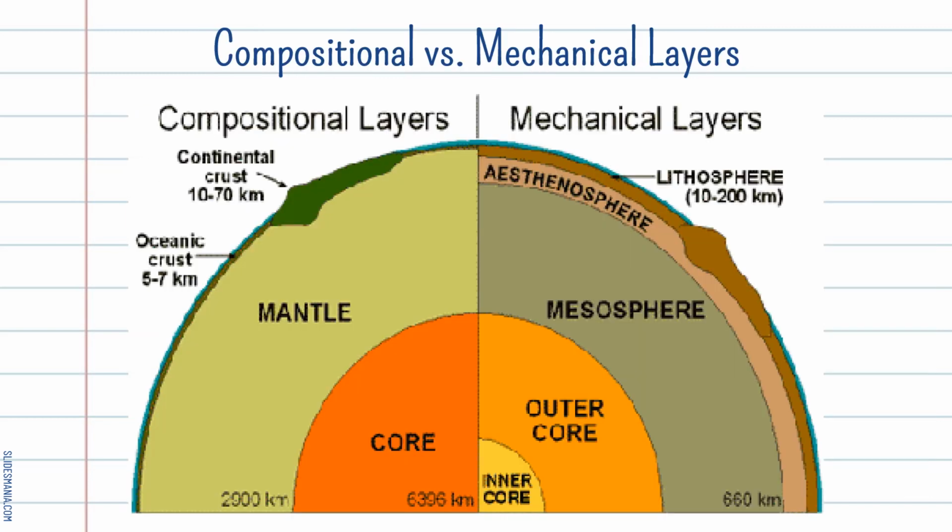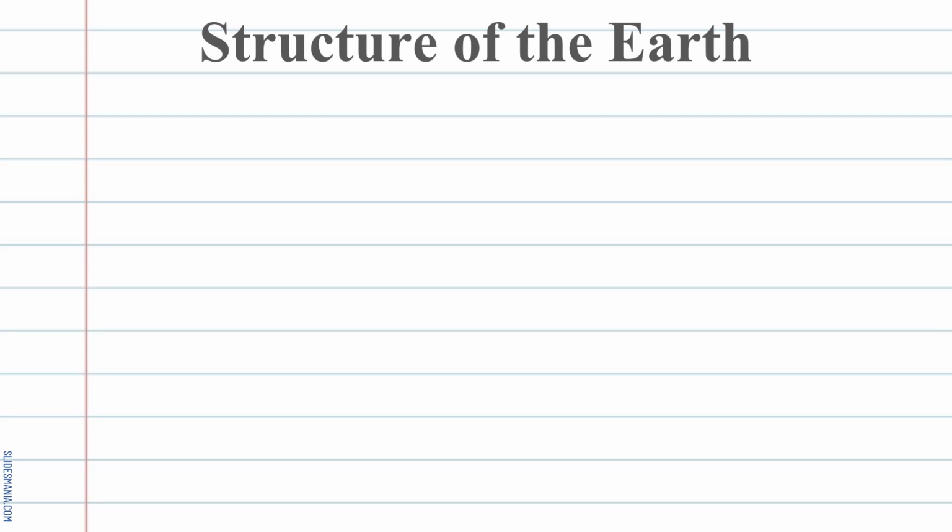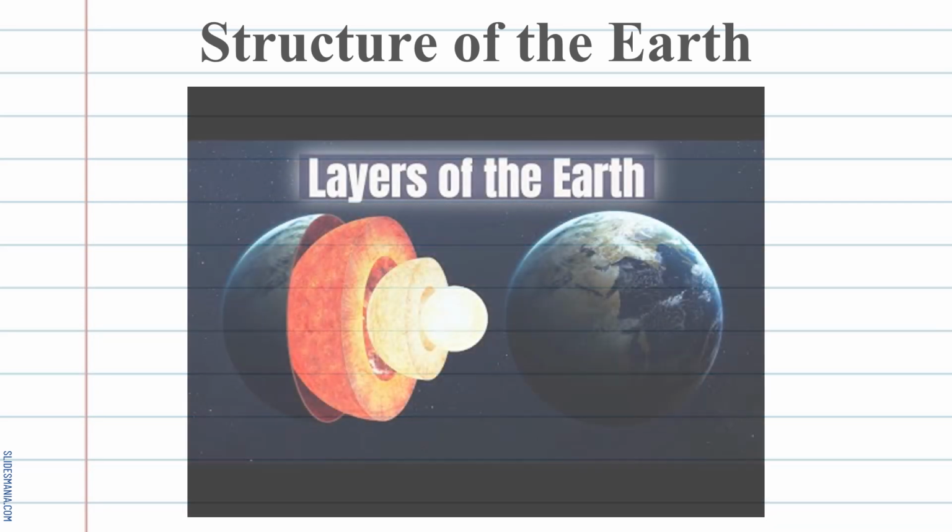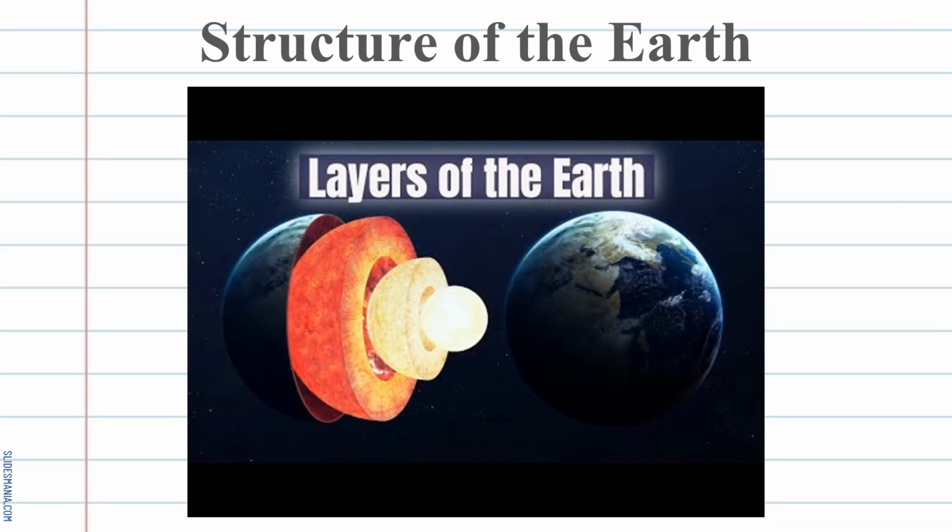Compositional versus mechanical layers. In our compositional layers, we have the continental crust, which is the layer that we live on, the oceanic crust, then we have the mantle and the core. In our mechanical layers, we have the lithosphere, the asthenosphere, the mesosphere, the outer core, and the inner core. Here we show a video of the layers of the Earth showing the Earth's structure for the students to learn.